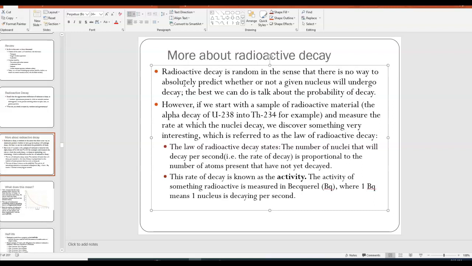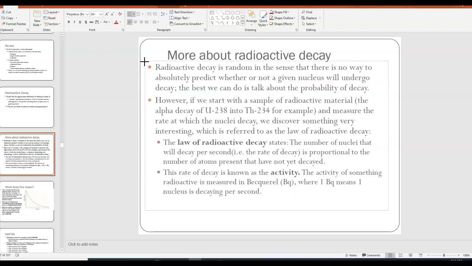Okay, so the first bullet point says radioactive decay is random in the sense that there's no way to absolutely predict whether or not a given nucleus will undergo decay. The best we can do is talk about the probability of decay. However, if we start with a sample of radioactive material, for example, uranium-238 undergoing alpha decay into thorium-234, and we measure the rate at which the nuclei decay, we discover something very interesting, which is known as the law of radioactive decay. Again, this should be in bold because it's a vocabulary term, and I will read to you what the law of radioactive decay says.